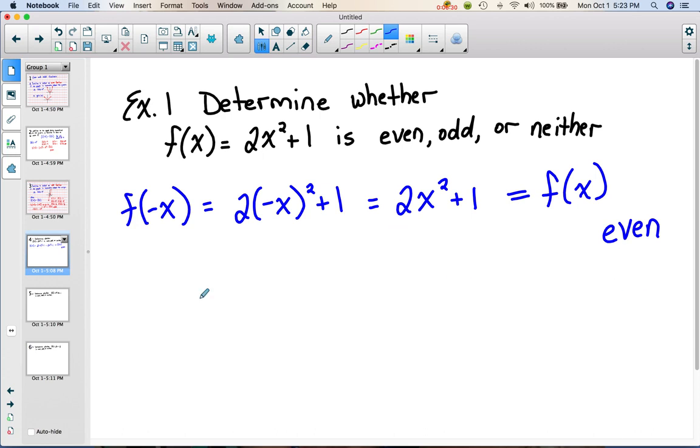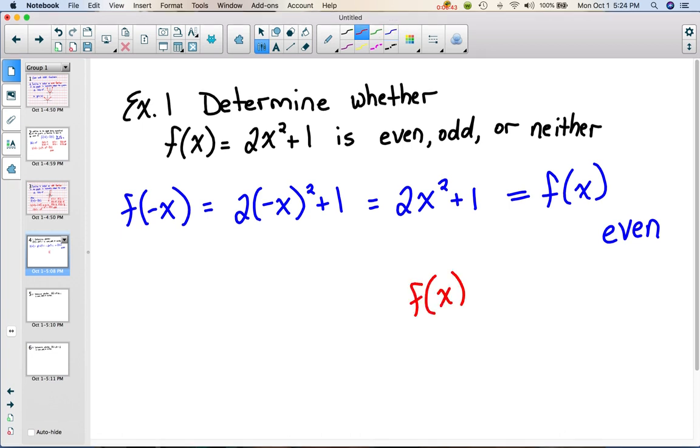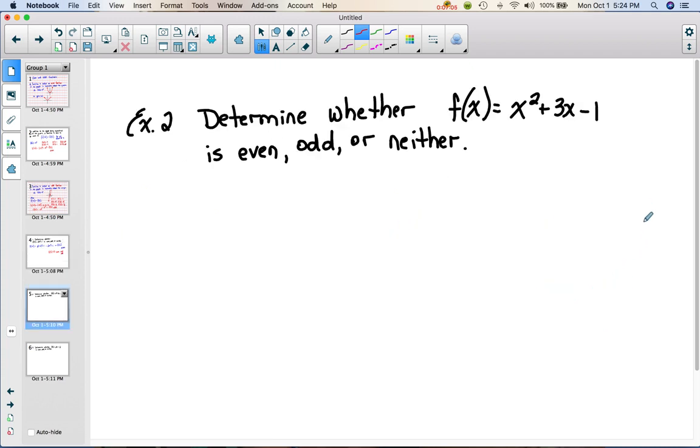If it's even, it can't be odd. There's actually only one function that is both even and odd, and that is f of x equals 0, which is a horizontal line. It's the x-axis, and that is symmetric in both ways. So that is actually the only function that is both even and odd. So now that I've shown this is even, it can't be odd.